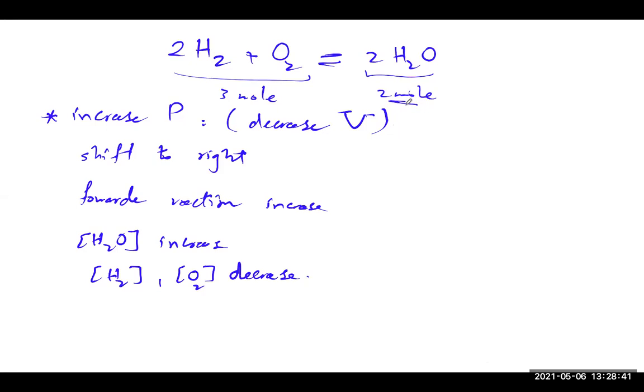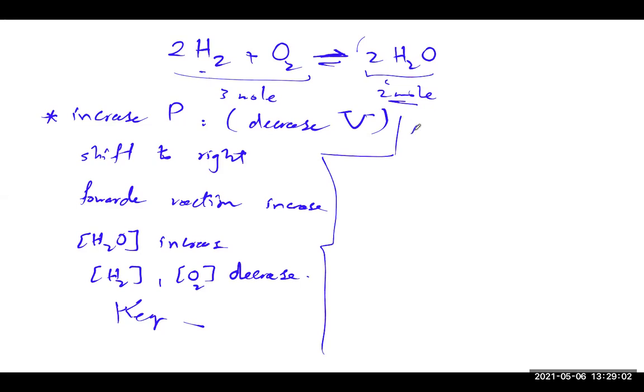Okay, so again, we will shift to the right. It means that the rate of the forward reaction will increase. It means it will produce more H2O and it will consume more H2 and O2. And again, the equilibrium constant will be the same value. It will not change. So this is if we increase the pressure.